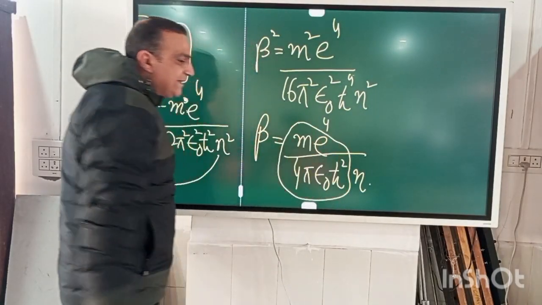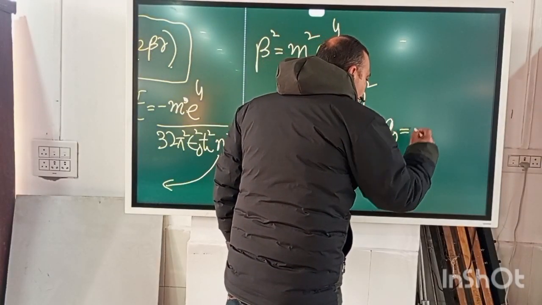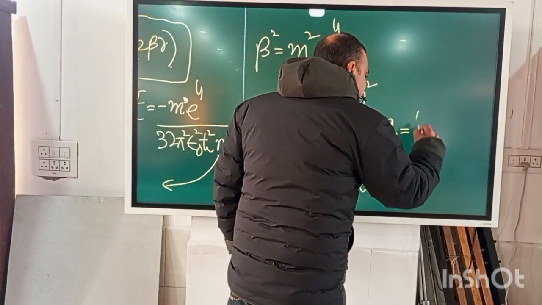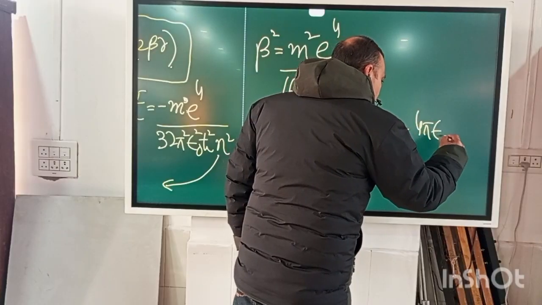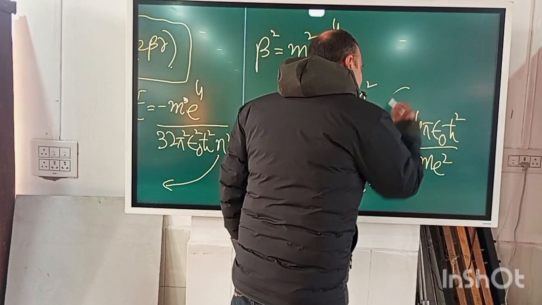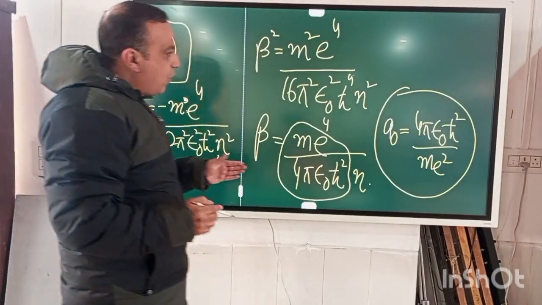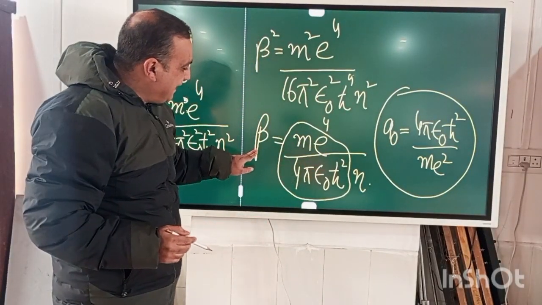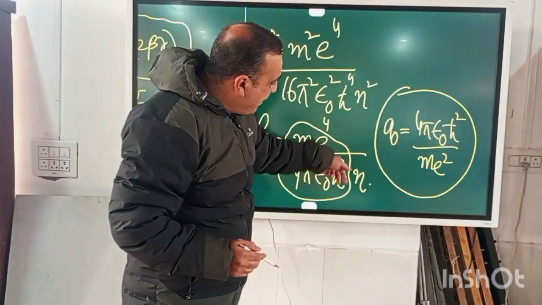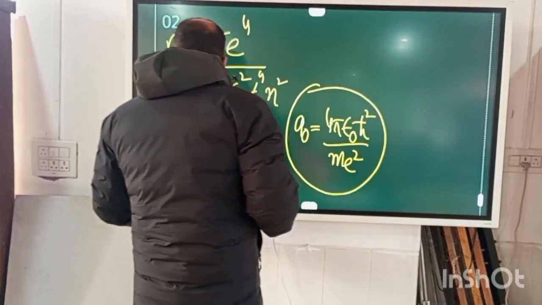Now, this part is called a naught. It's the radius of the first orbit of Bohr. So it is Bohr's first orbit radius. This a naught is 4 pi epsilon naught h bar square by m e square. This is the Bohr radius, right? So what will be beta then? Beta will be 1, because in the numerator there is 1, divided by a naught n, right? Okay, so I have got beta.